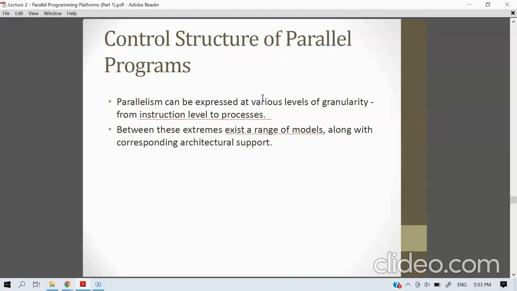All right, so the control structure of parallel programs. Parallelism can be expressed at various levels of granularity, from instruction level to the process level. So this parallelism can be discussed and applied at various levels, such as the instruction level or even processes. Between these extremes exists a range of models, and there are many models introduced by manufacturers, along with corresponding architectural support.